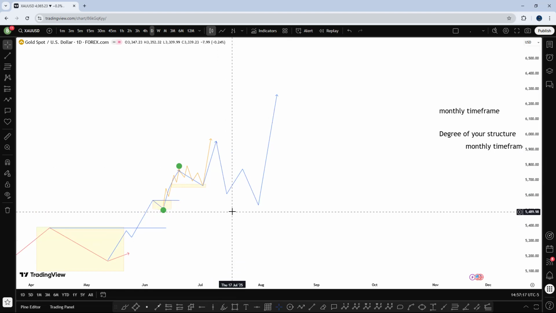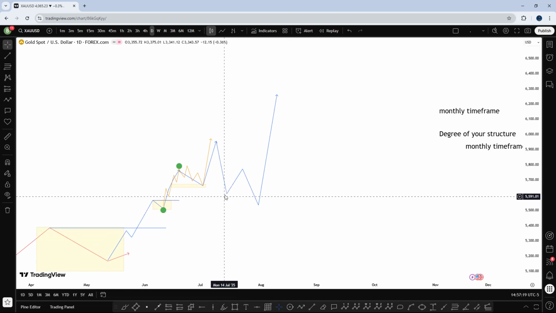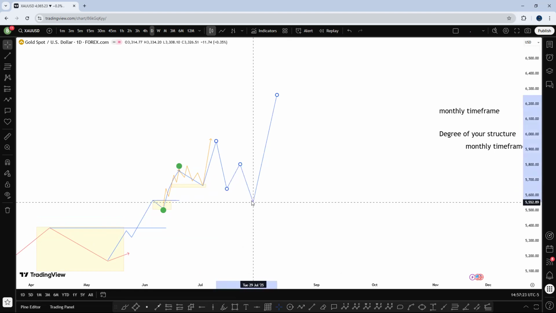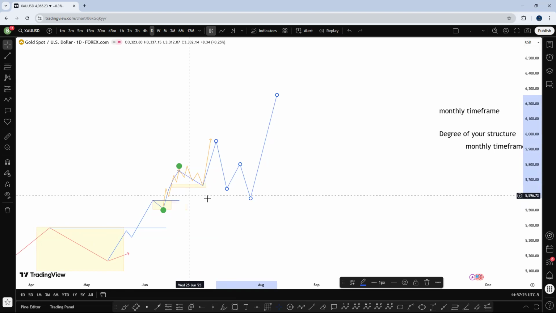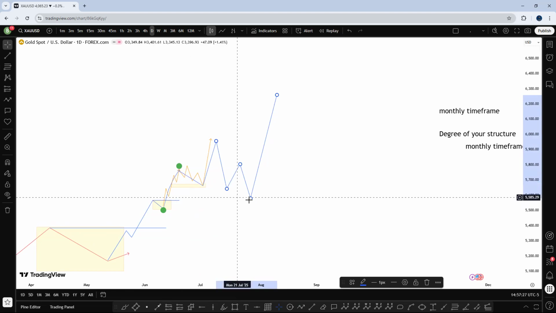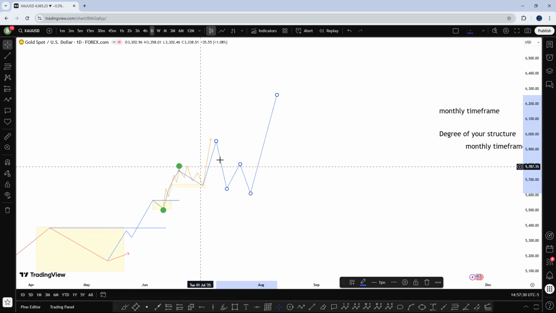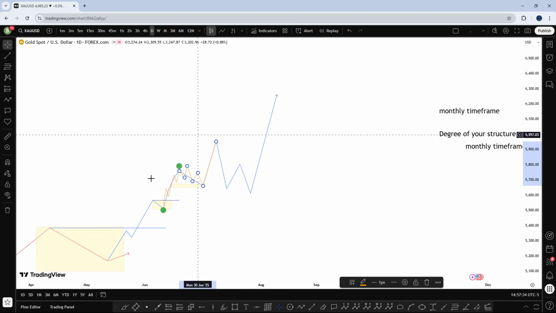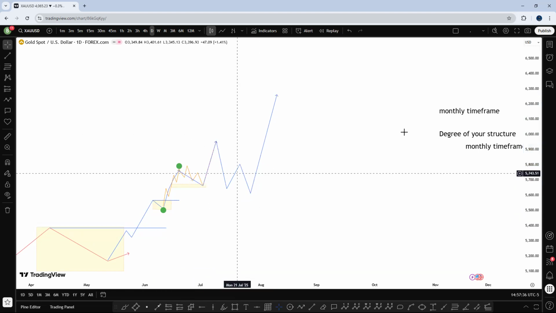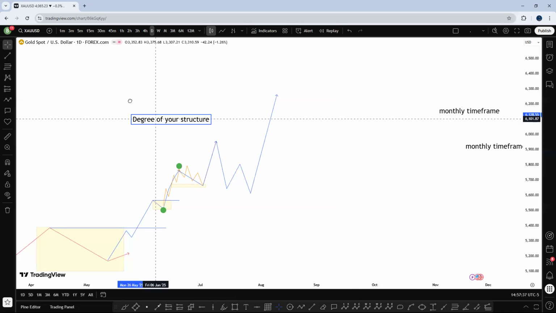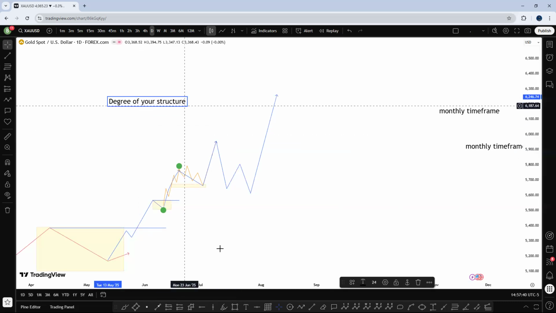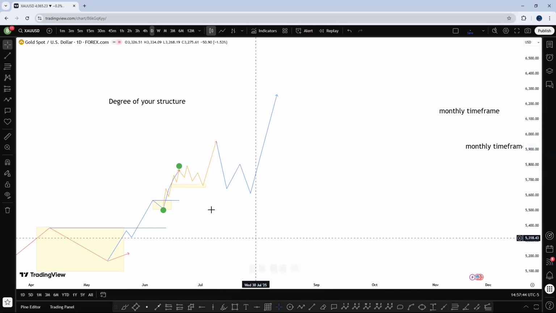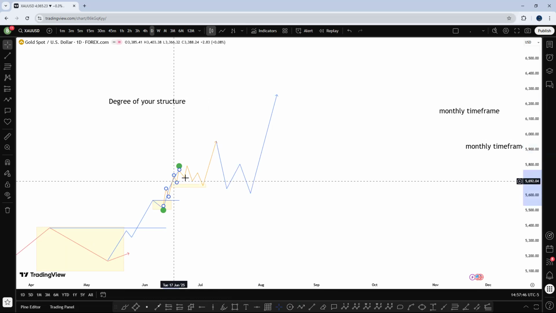For those who are interested in trading gold, I don't like it, but you have to know this if you are interested in trading gold, because I'm answering the question. Someone asked me about this. So you have to know the key is this. You have to know the degree of your structure. For example, this was around here. This was the structure.